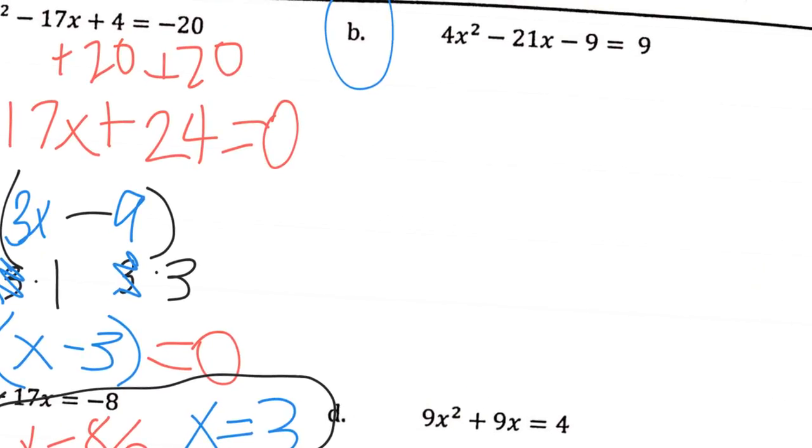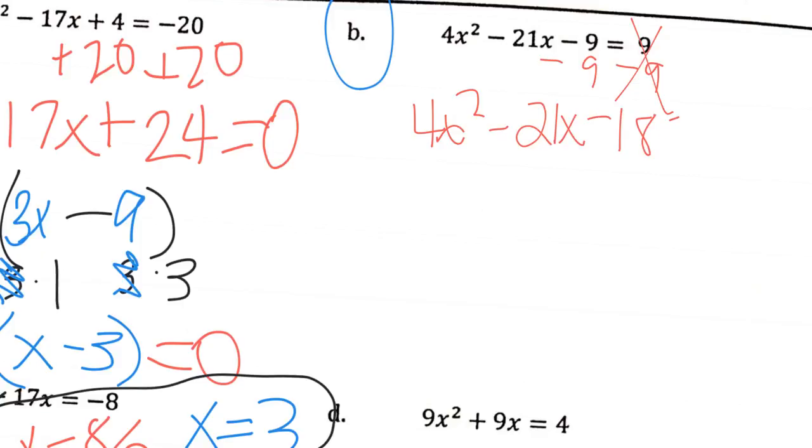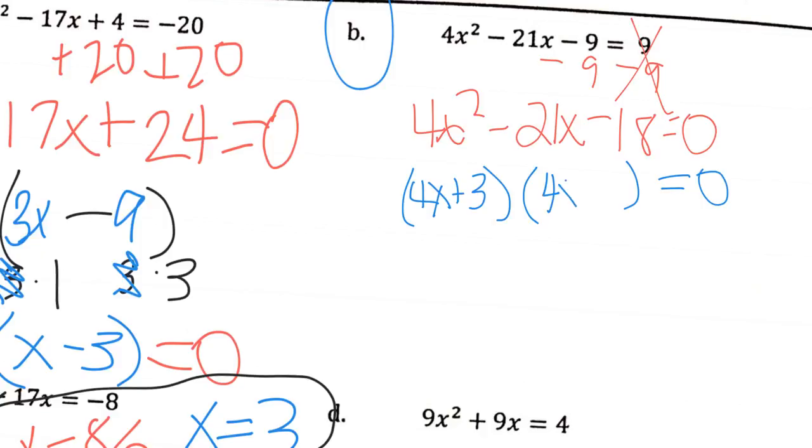First step, remember, is to make sure it is equal to 0, so subtract the constant from this side. So I'm left with 4x squared minus 21x minus 18 is equal to 0. When I go to factor, those two binomials will still be equal to 0, and I am left with 4x plus 3 and 4x minus 24.